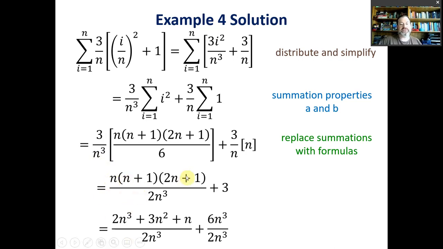Now I foiled the top, right? Distributed everything, right? And I need to add this 3, so I need to get a common denominator. So multiply top and bottom by n cubed. I know that looks weird. It was like we had 3n over n, and then I canceled it.